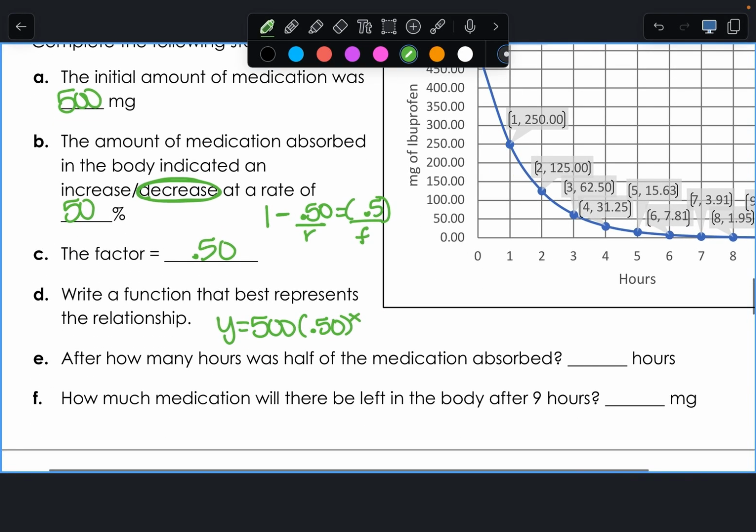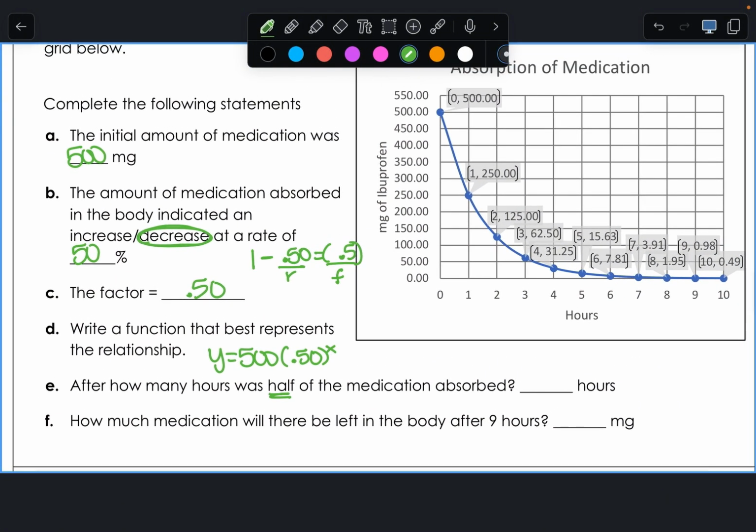After how many hours was it half? So if you know that we started with 500 milligrams, what's half of 500 milligrams? 250. And after how many hours are we at 250? After 1 hour. They tried to trick us by saying hours. How much medication will there be left in the body after 9 hours?